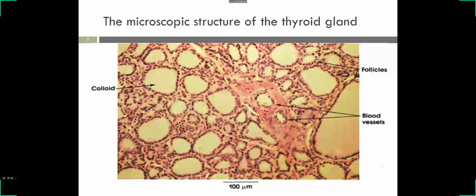So this is a little higher power view under the microscope. And you can see very nicely the colloid. You can see the blood vessels. And you see the follicles. So if I were to show you that, you should be able to identify those distinct features and tell me that we're looking at a thyroid gland.